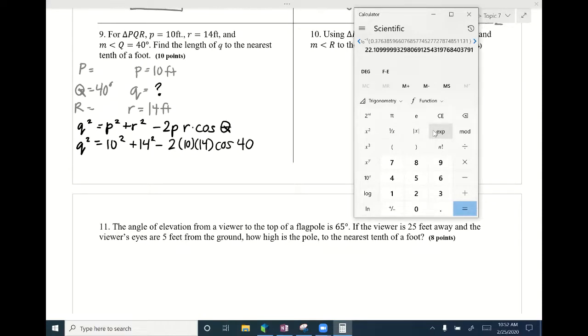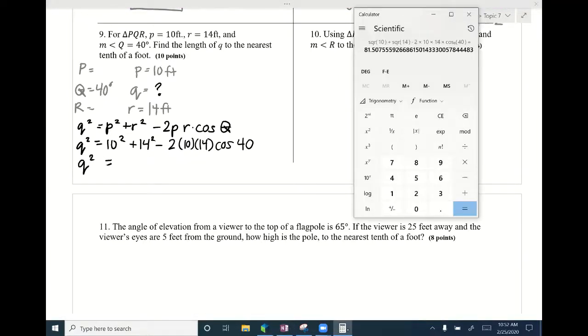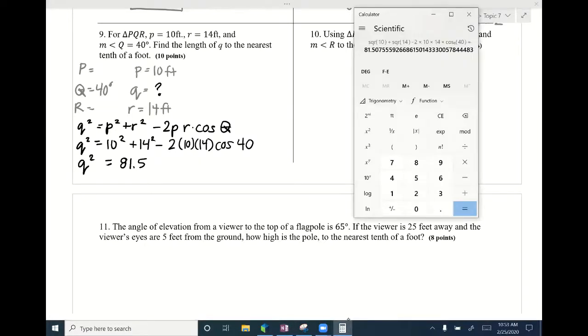If your calculator shows you the display, you're typing it in exactly as you see it. So I've got 10 squared plus 14 squared minus 2 times 10 times 14. I'm not touching equal, times cosine of 40. Then that's my answer. So then I hit equal. So this tells me that Q squared is 81.5076.